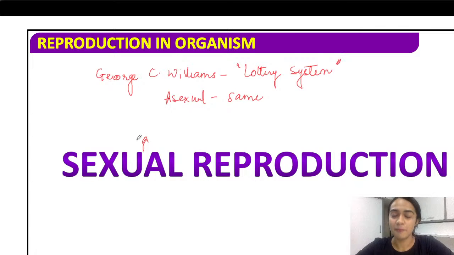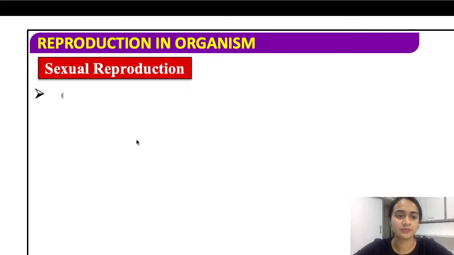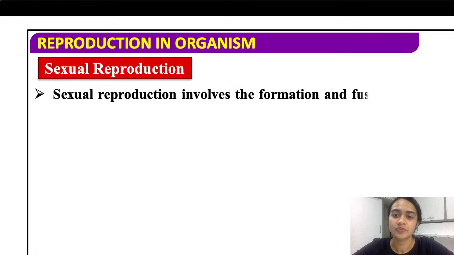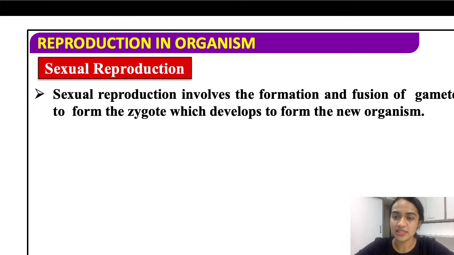And the main important thing is that it has a genetic advantage. Let us look at how. Asexual reproduction: gametes can be formed in asexual reproduction, but they are never fused. Sexual reproduction causes the gametes to fuse and form a zygote.